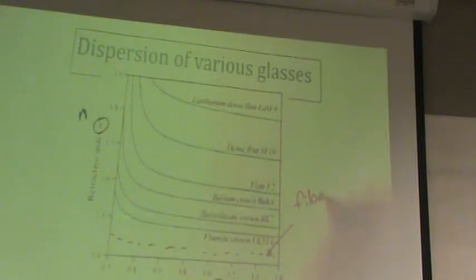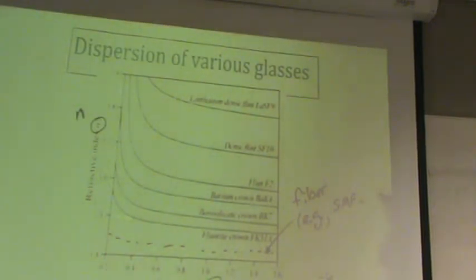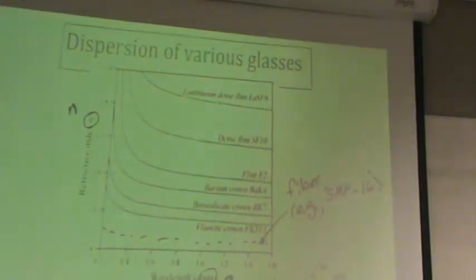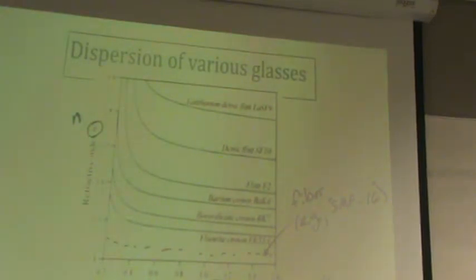Fiber, for example, single mode fiber. What's the typical Corning single mode fiber in the telecom industry? SMF 15, 16, 28? There's a variety of them. So for example, 16. Just a little aside there. So the index varies as a function of color, wavelength, or equivalently frequency.